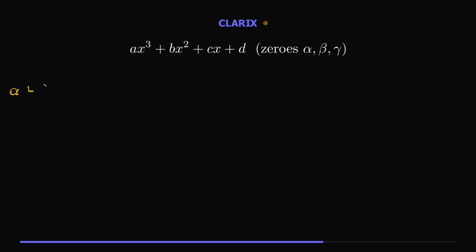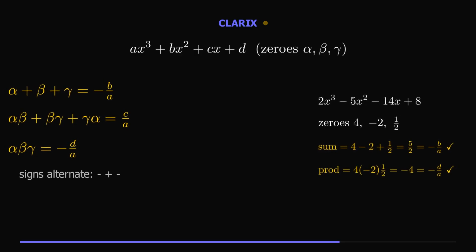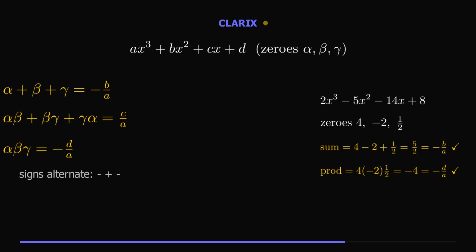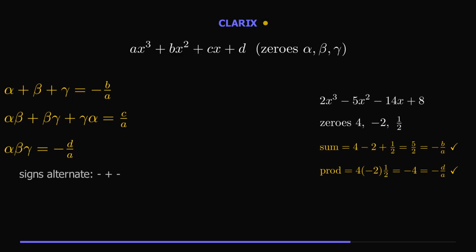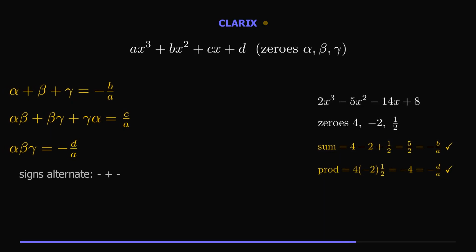Let's level up to a cubic, ax cubed plus bx squared plus cx plus d with 3 zeros, alpha, beta, gamma. Gamma's just the third Greek name. A cubic has 3 relationships. 1. The sum, alpha plus beta plus gamma, equals minus b over a. 2. The sum of the products taken 2 at a time, alpha beta plus beta gamma plus gamma alpha equals c over a. 3. The product of all three, alpha beta gamma, equals minus d over a. Notice the lovely pattern. The signs alternate, minus plus minus as you go down.